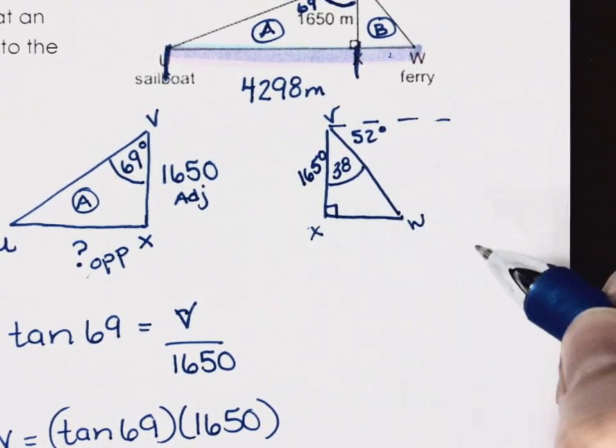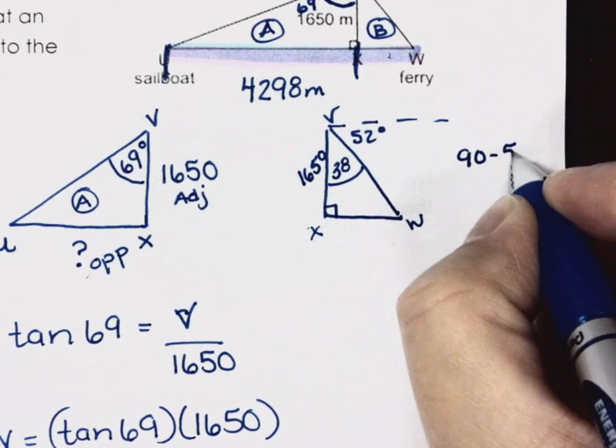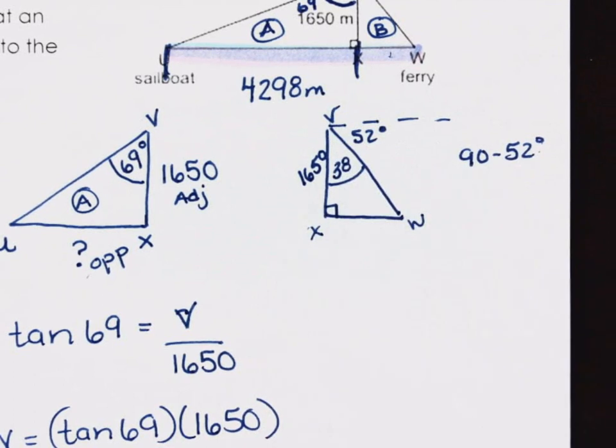So to find this one, if you don't remember how we are going to do it, we're going to take 90 and we're going to minus the 52. Because horizontal and vertical lines will always meet at 90-degree angles. So we're just finding the piece that's missing.